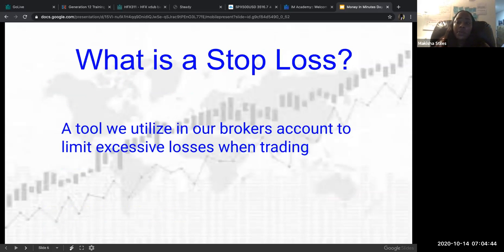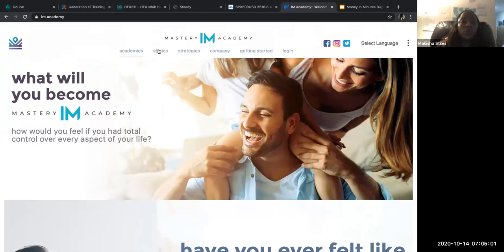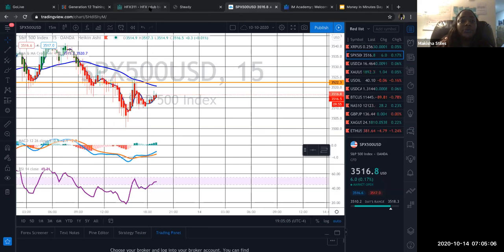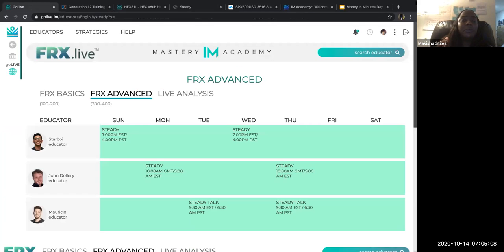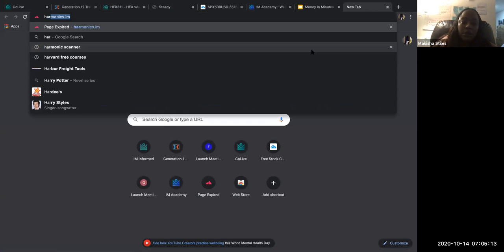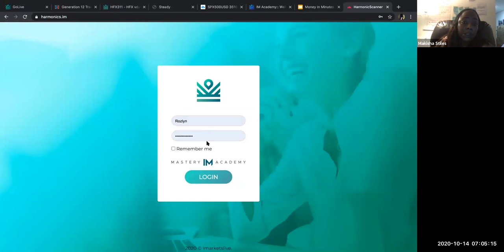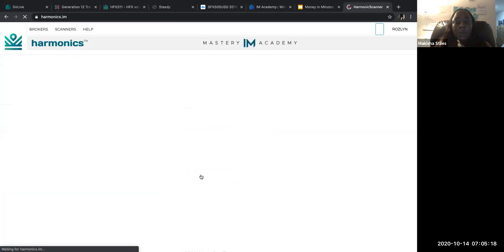All right, the first thing we're going to go over is what is a stop loss. I'm going to show you actually on a chart what the stop loss is. This tool is what we utilize in our broker's account to limit excessive loss when trading. So I'm going to go into my, where is it? See, I didn't have it pulled up. All right, I'm gonna have to pull it up for y'all. But I'm gonna show you exactly what it is when we do what I'm talking about, a stop loss. I'm gonna walk you through it.